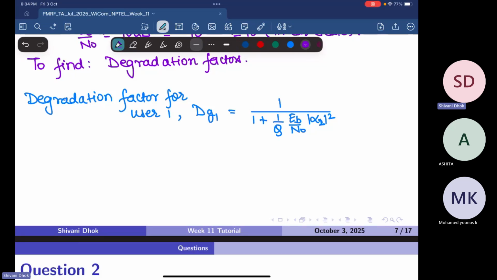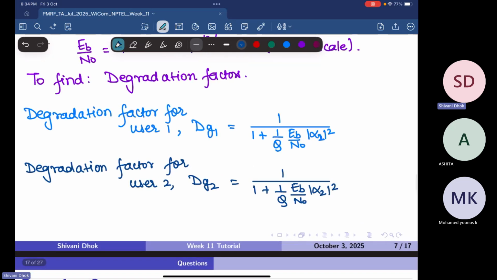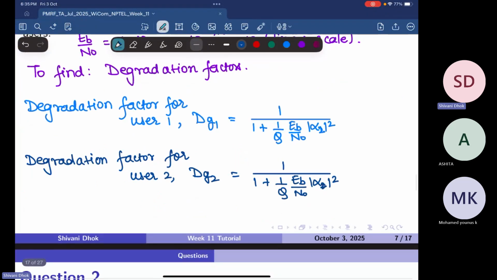Similarly, the degradation factor for user 2 is Dg2, and it is given by 1 over 1 plus 1 by Q into EB by N naught into magnitude of alpha 1 square. Okay, so we have been given magnitude of alpha 1. We know magnitude of alpha 2. We know Q. Sorry, this is not 2, this is 1.